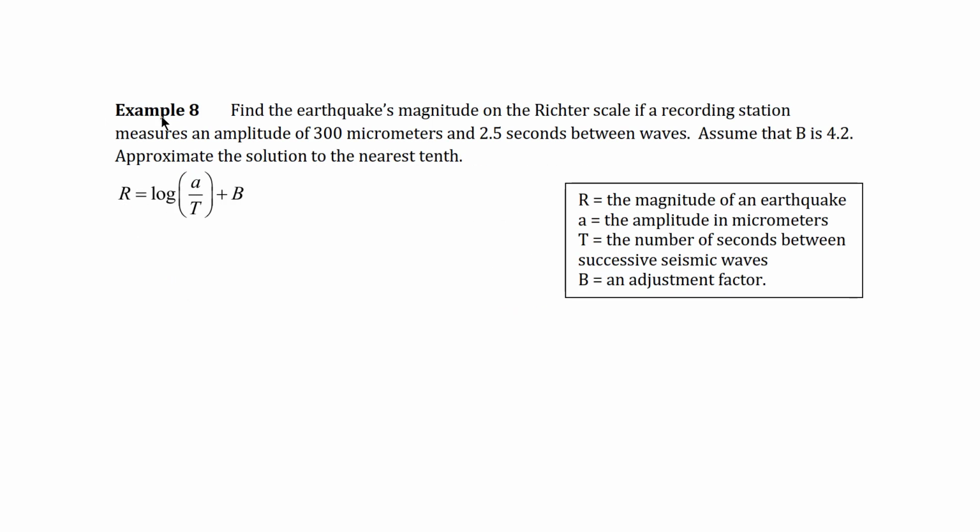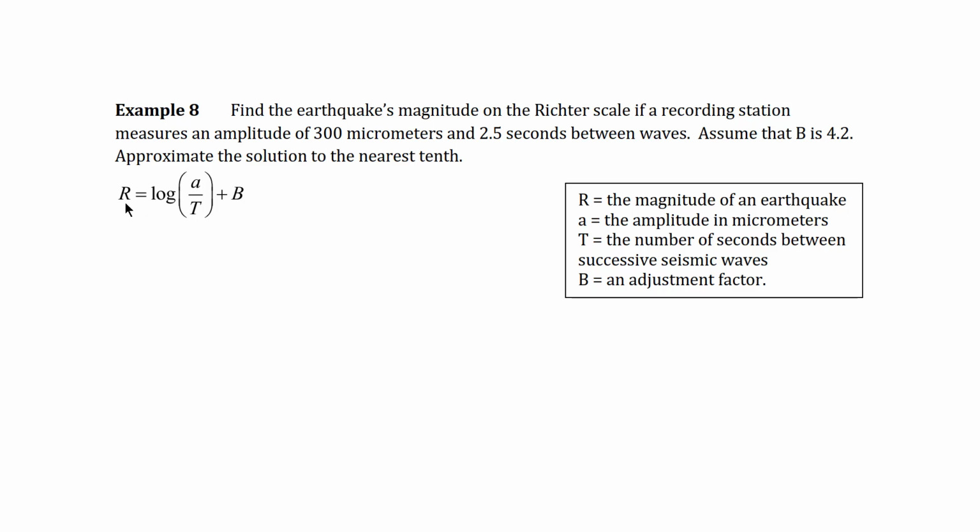Next, we have example number 8. Find the earthquake's magnitude on a Richter scale if a recording station measures an amplitude of 300 micrometers and 2.5 seconds between waves. Assume that B is 4.2. Approximate the solution to the nearest tenth.